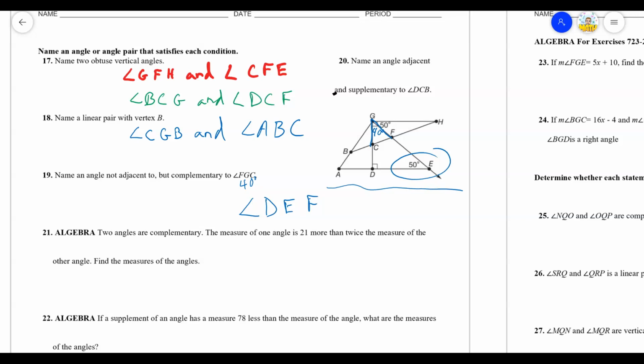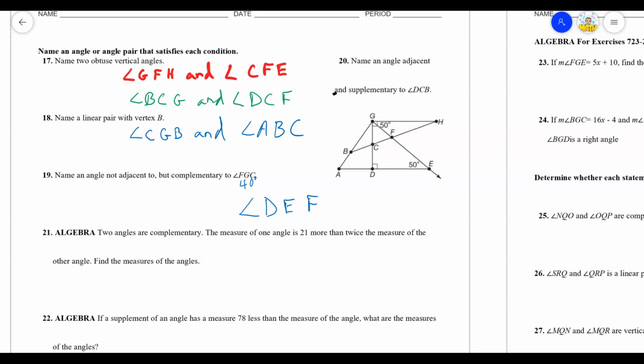Okay. Name an angle adjacent and supplementary to DCB. So we might be able to answer this in a couple of ways. Let's see if we can identify where DCB lives. DCB is right here. So there's a couple of options. Adjacent and supplementary to it could be here. That would form a straight line. And then we could also go this way. Both of those, and notice they're vertical angles, so they're both equal to each other. Well, they're both adjacent to DCB and at the same time supplementary.